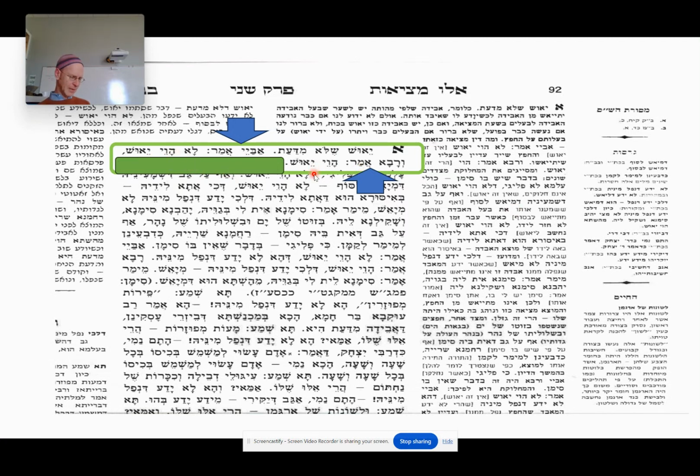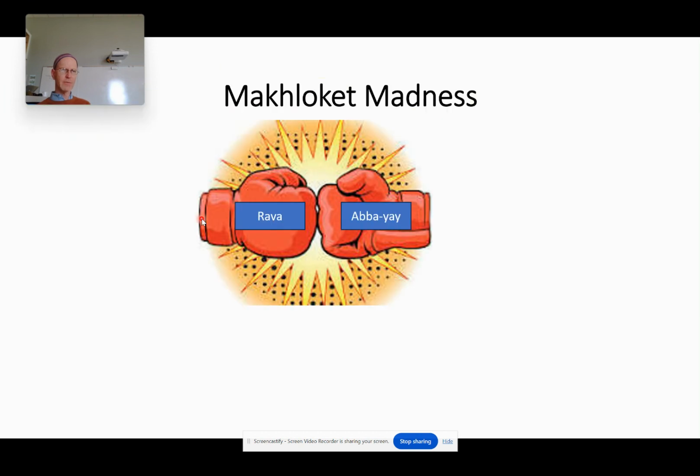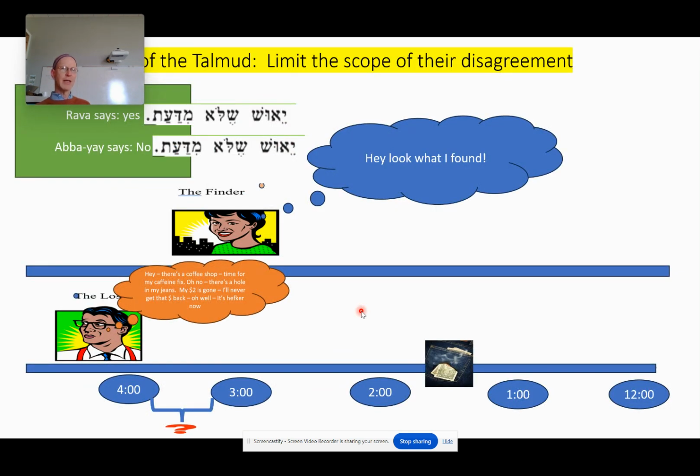Now, I happen to know that in all cases where Rava and Abaye fight with each other, and they fight with each other a lot, we always follow Rava except for 6 cases. So the question is: is our question about Yeush Shelo Midat one of the 6 cases? And that's what we're going to be exploring.